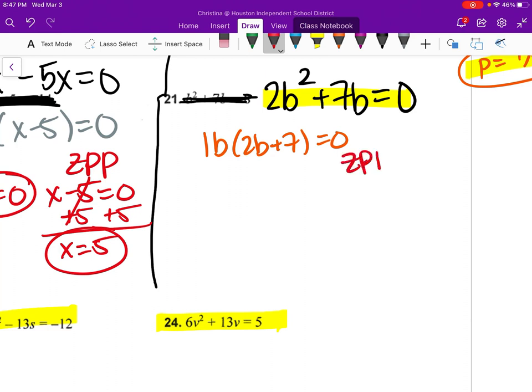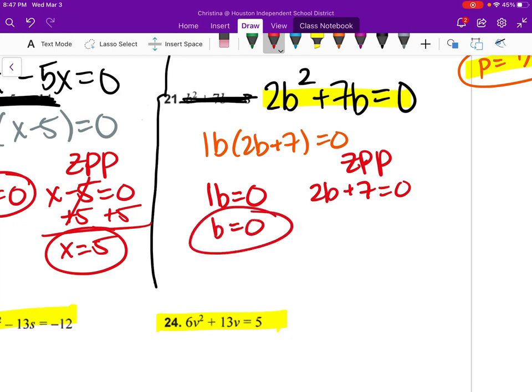Based on the zero product property, we're going to take 1b, or just b, to set equal to 0. And we're going to take 2b plus 7 and set that equal to 0. By 1b equaling 0, that's the same as b equals 0. No 1. It means the same thing. And then for the second x-intercept, you should have got -7 over 2.